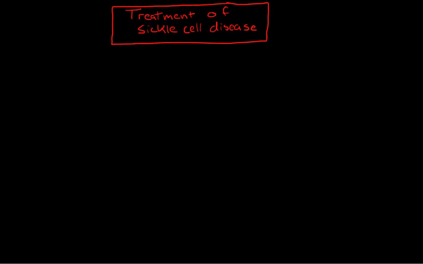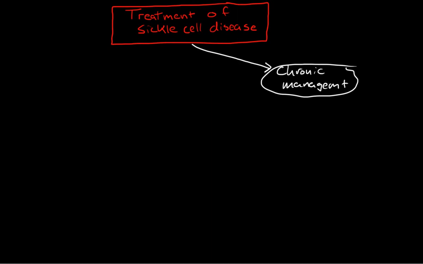In this video I'm going to be talking about the treatment of sickle cell disease. Sickle cell disease is an inherited genetic disorder. There are two possibilities that we have for managing sickle cell disease. One is chronic management, and I'll talk about chronic management in a minute. And the other is cure.